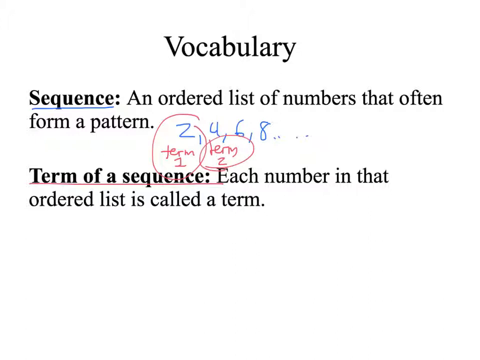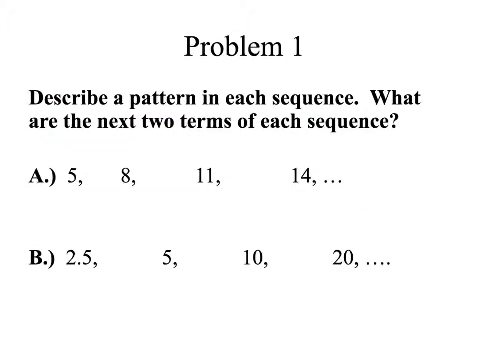So a sequence is just an ordered list of numbers. A term of a sequence is just each number in that list. The only reason this is really important is because the first term is going to be very important when we get into the part at the end, but that's just term number 1. That's the very first number. Okay, this is probably pretty easy.